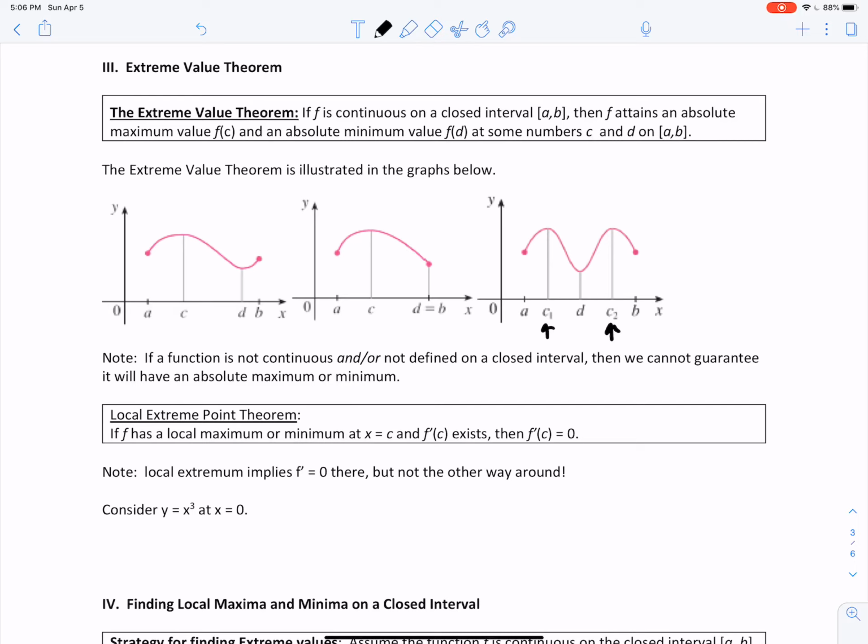Note that if a function is not continuous or not defined on a closed interval, then we cannot guarantee it will have an absolute maximum or minimum. The local extreme point theorem says that if f has a local maximum or minimum at x equals c and f prime of c exists, then f prime of c equals 0. Note that a local extremum implies f prime equals 0 there, but not the other way around. For example, consider y equals x cubed at x equals 0. I'm just going to sketch a graph of y equals x cubed so we can see what that looks like.